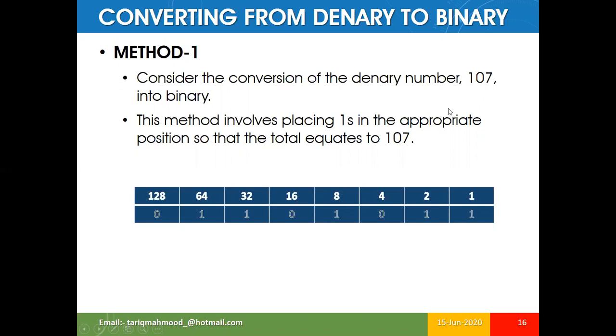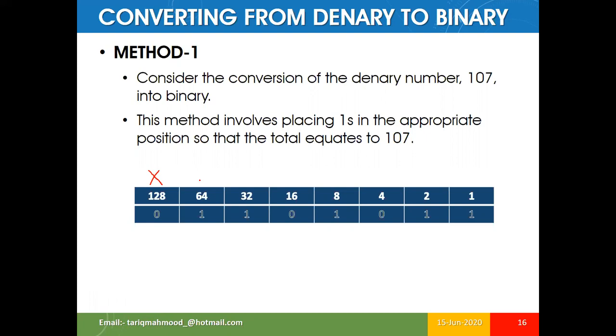So when we have the number 107, we take the maximum number that can be subtracted from 107. If we start from the left side, the maximum number is 128. 128 cannot be subtracted from 107, so we neglect this number. We move to the number 64. Now 64 can be subtracted from 107.